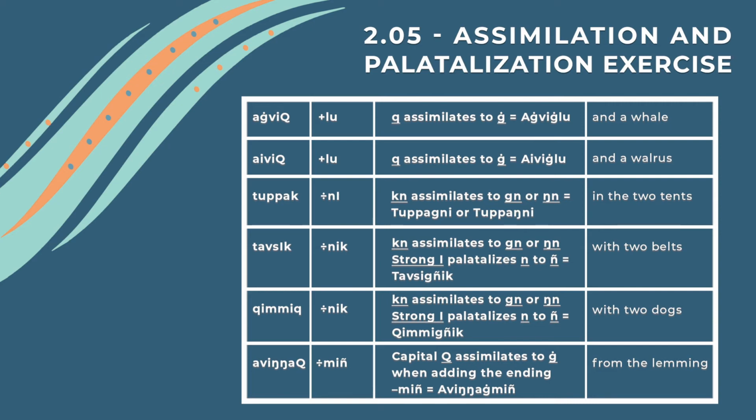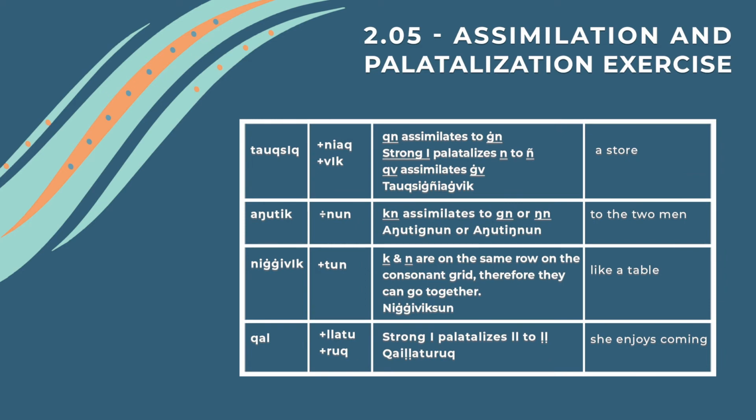Avingaq plus min. Capital Q assimilates to G with a dot when adding this specific ending min. Avingaqmin. Tauqsiq plus naq plus vik. QN assimilates to G with a dot N, plus strong I palatalizes the N in naq to N with the brow. In addition, QV assimilates to G with a dot V. Tauqsirniarvik, a store. Angutik plus nun. KN assimilates to GN or N with the tail N. Angutignun or angutingnun, and to the two men.